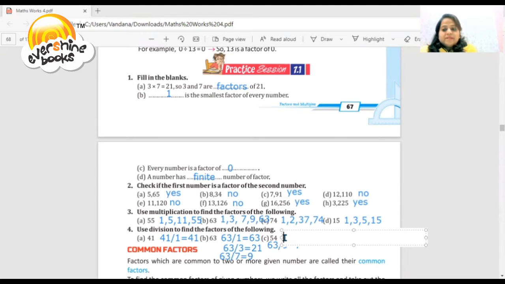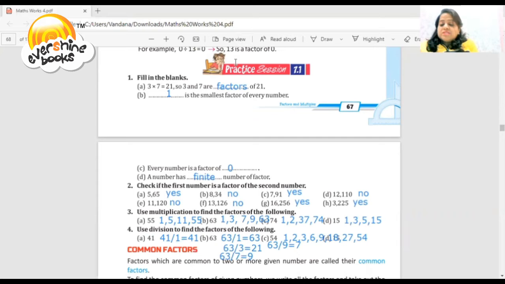So students, 1 is a factor of every number. 1, then 2, then again 3. Then 6, 9, 18, 27. Then you have to write the last number, 54. These are the factors of number 54. Okay. And students, you have to do this in your notebook.